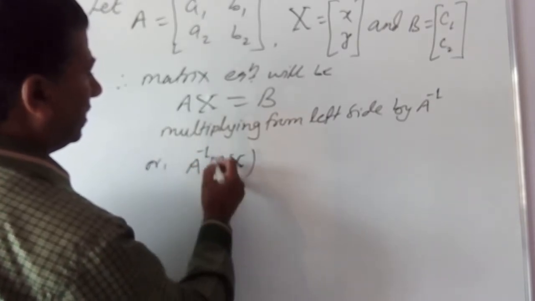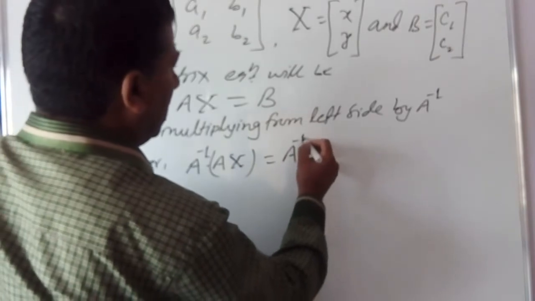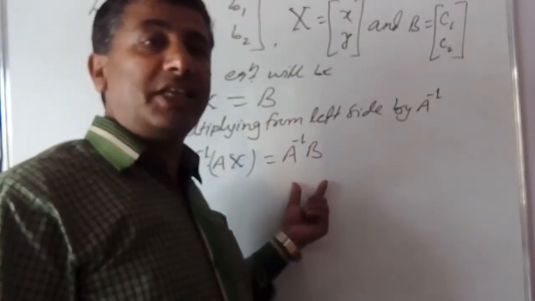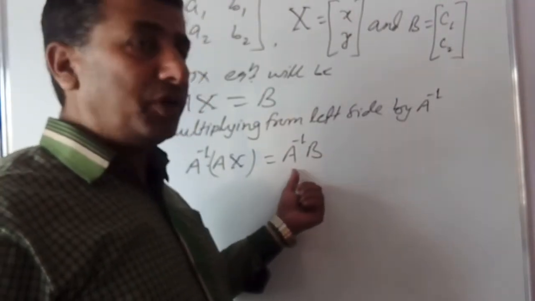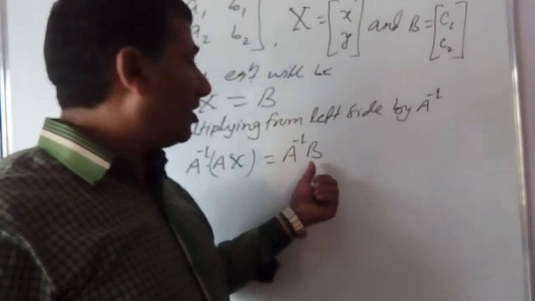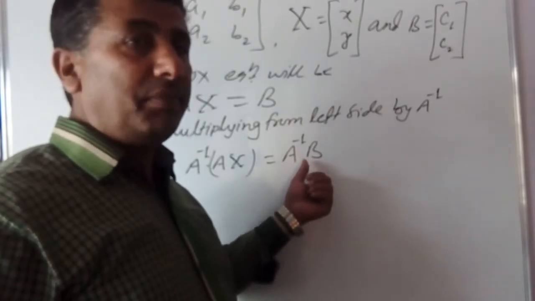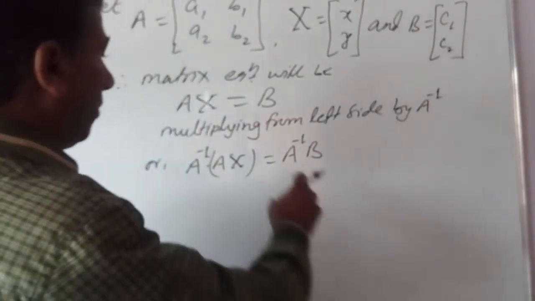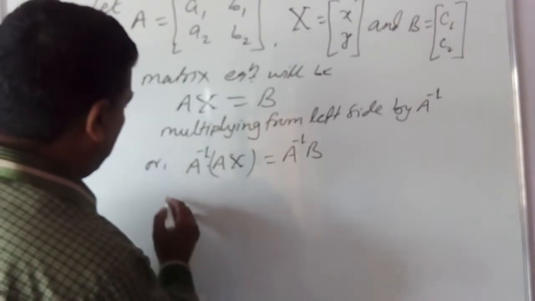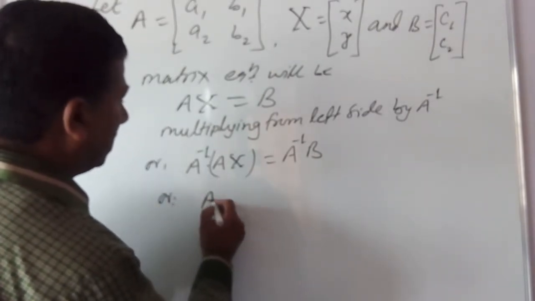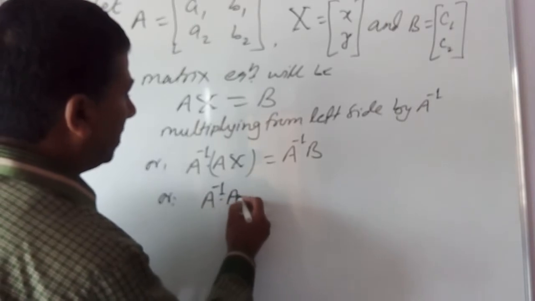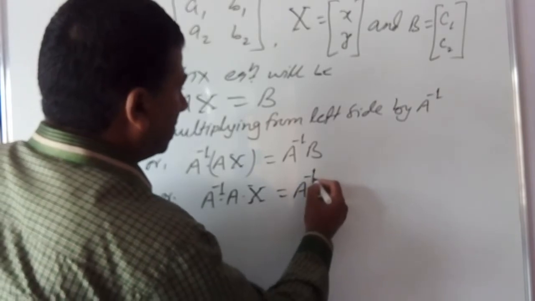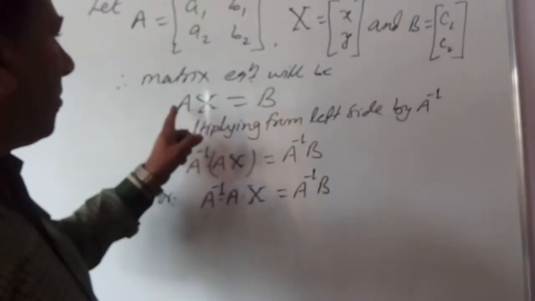AX equals A inverse B. You cannot write A inverse on the other side. In the case of matrices, multiplication is not commutative, that's why we cannot change their position. A inverse B cannot be written as B times A inverse, because they are not commutative. That's why we have to think about their position. Similarly, remember that matrix multiplication has another property, that it is associative also. Now A inverse B.